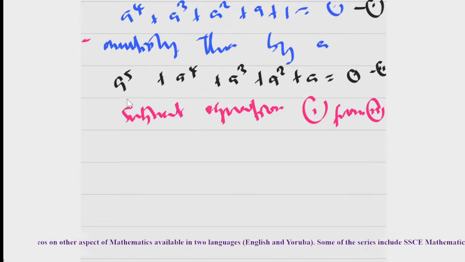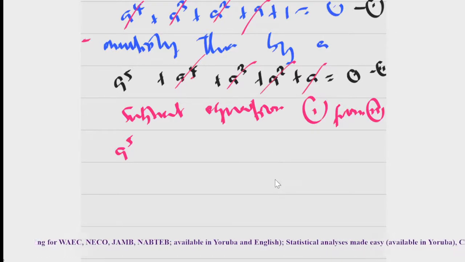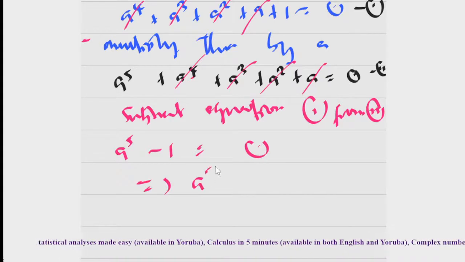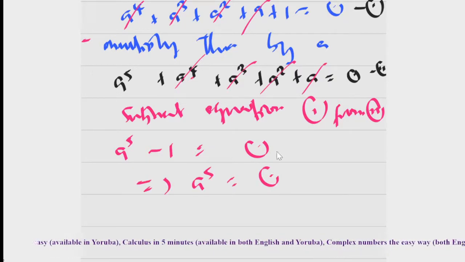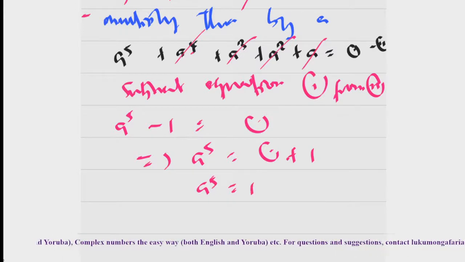So that this guy can cancel each other. If you do that, you will still have a^5 here, but a^4 minus a^4 cancels, a^3 cancels, a^2 cancels, and a cancels as well. Then what do you have left? Minus 1, and 0 minus 0 is equal to 0 as well. So from there a^5 minus 1 is equal to 0, so a^5 is equal to 1.